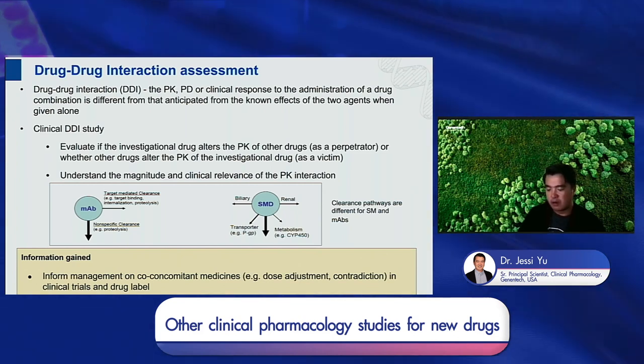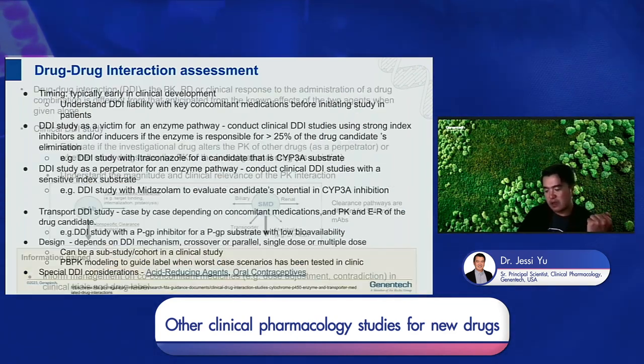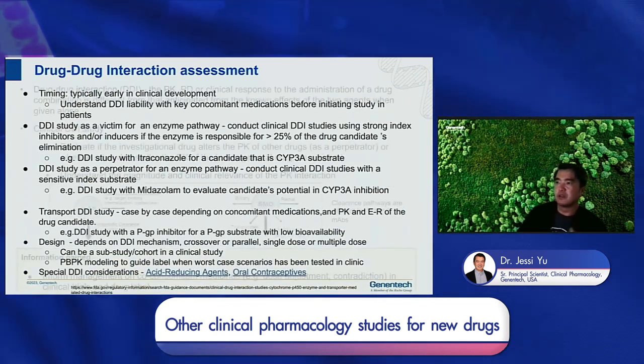So in the broader term, when we talk about drug-drug interaction, that may relate to the PK, PD, or clinical response. But when we talk about the clin pharm DDI study, typically it's about the PK DDI assessment, and specifically related to the small molecule. And really, the reason we need to do this study is that we want to inform the dose when your drug candidate is being co-administered with other drugs, whether you need to do a dose adjustment or not. And the clinical DDI study can be characterized into two different categories.